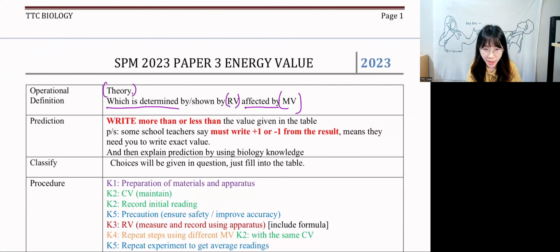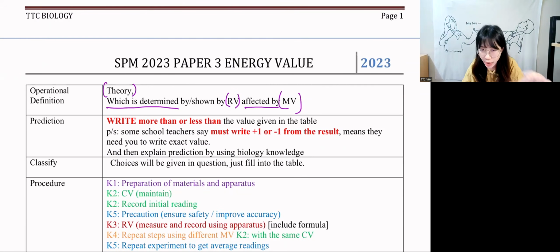Usually for prediction, we will write more than or less than the number. We have a calculation value, right? So let's say your energy value right now is 1,000. So you have to say more than 1,000 or less than 1,000. Or maybe more than 57 degrees Celsius or less than 57 degrees Celsius. Just an example. So you have to write more than or less than.